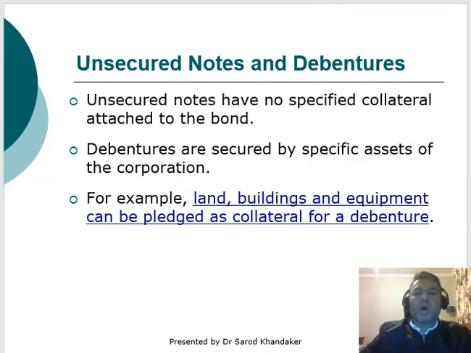So what are the differences between unsecured notes and debentures? Unsecured notes have no specified collateral attached to the bond. However, debentures are secured by specific assets of the corporation. Now, this specific asset could be land, buildings, or equipment that can be placed as collateral for the debenture.